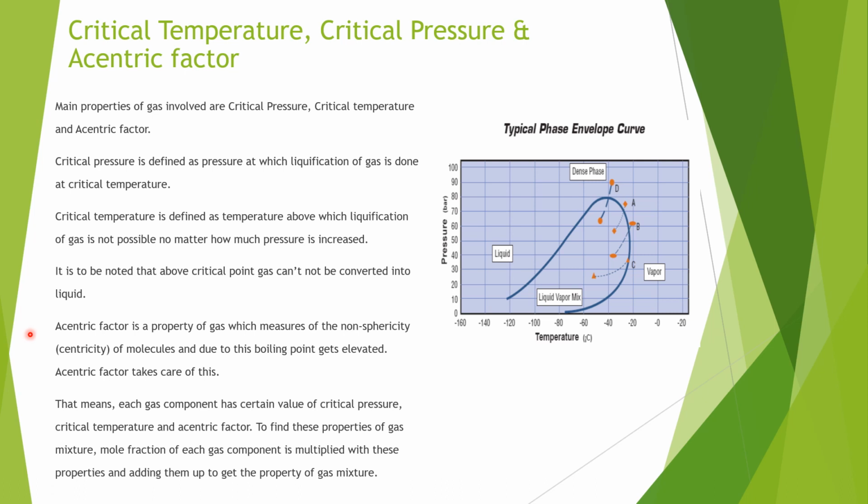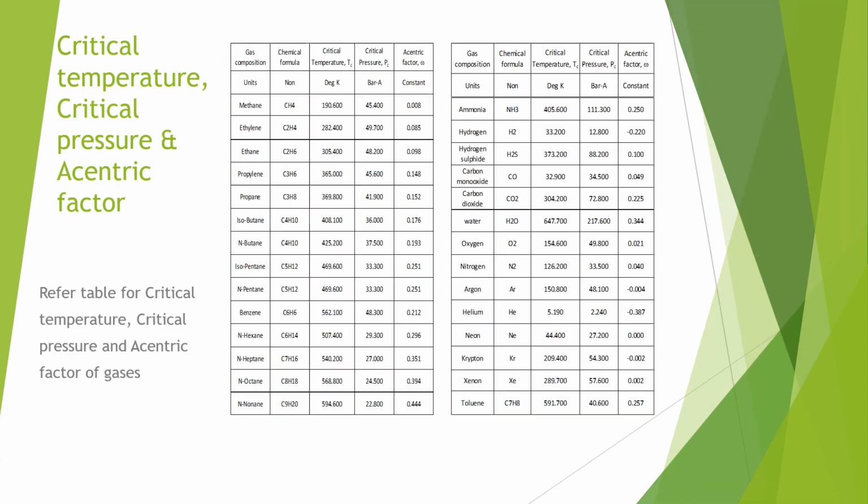Eccentric factor is a property of gas which measures the non-sphericity or centricity of the molecules, and due to this, the boiling point gets elevated. Eccentric factor takes care of this. That means each gas component has a certain value of critical pressure, critical temperature, and eccentric factor. To find these properties of a gas mixture, the mole fraction of each gas component is multiplied with these properties and added up to get the properties of the gas mixture.